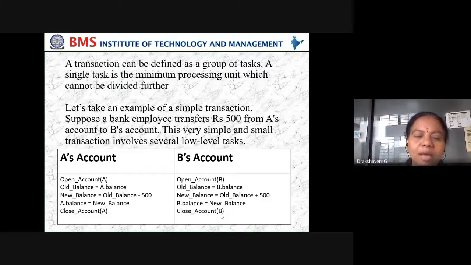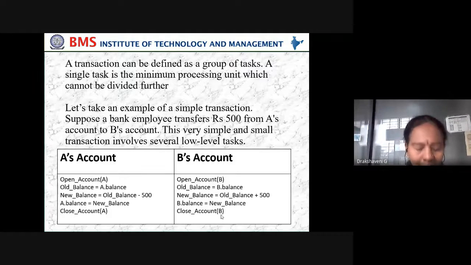So new balance equals old balance minus 500. Then A dot balance equals new balance. Then close account A, A's account. Then B's account, open account B. Then old balance equals B dot balance. Then new balance equals old balance plus 500. Then B dot balance equals new balance. Then close account B. So here are account A and account B. This is the transaction we are doing.